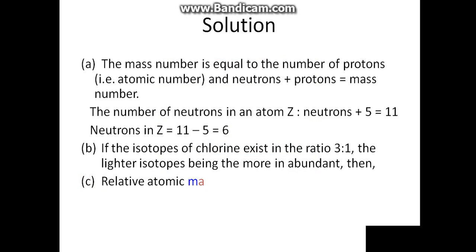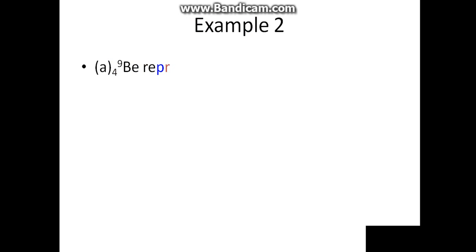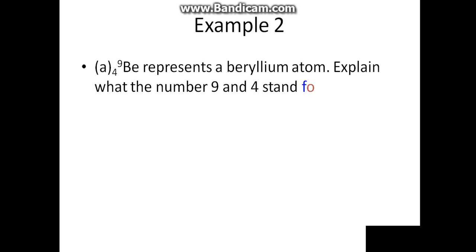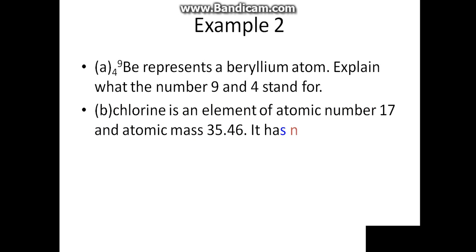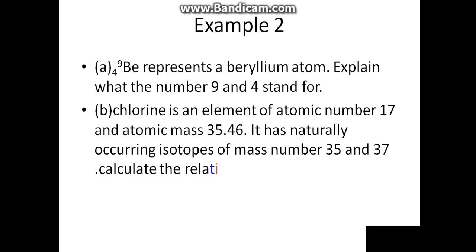Example 2. A. ⁹₄Be represents a beryllium atom. Explain what the numbers 9 and 4 stand for. B. Chlorine is an element of atomic number 17 and atomic mass 35.46. It has naturally occurring isotopes of mass number 35 and 37. Calculate the relative abundance of the two isotopes.